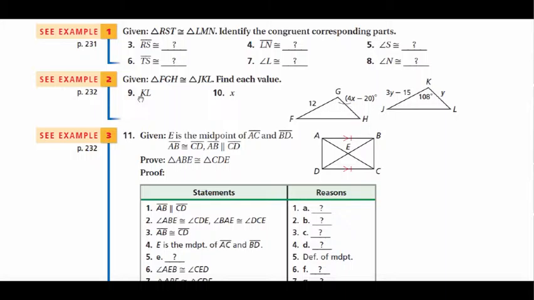Now, even though I couldn't find KL directly by setting KL equal to GH, I do notice that FG, the first two letters here, correspond to JK. So 3y minus 15 is the same measure as 12, so I can set 3y minus 15 equal to 12. Well, when I do that, I'm going to get 3y minus 15 equals 12, so 3y equals 27, which means y is equal to 9. And now I know the length of KL. KL is 9.